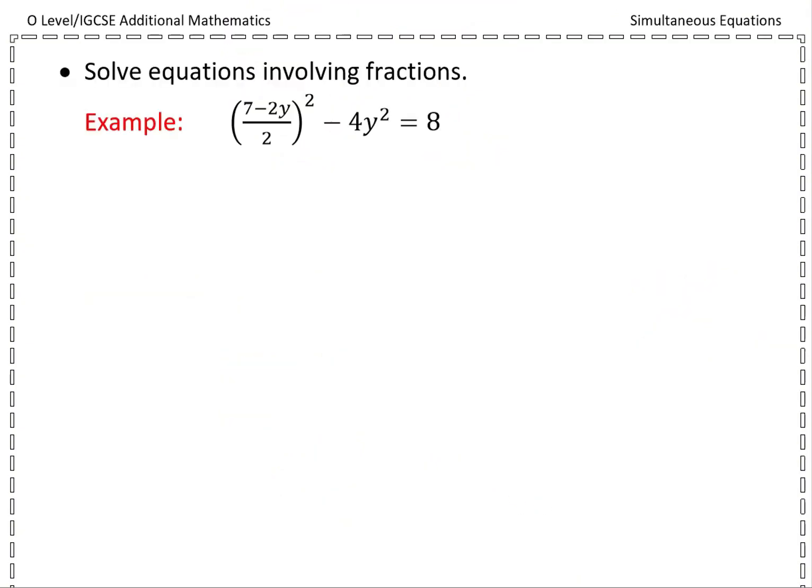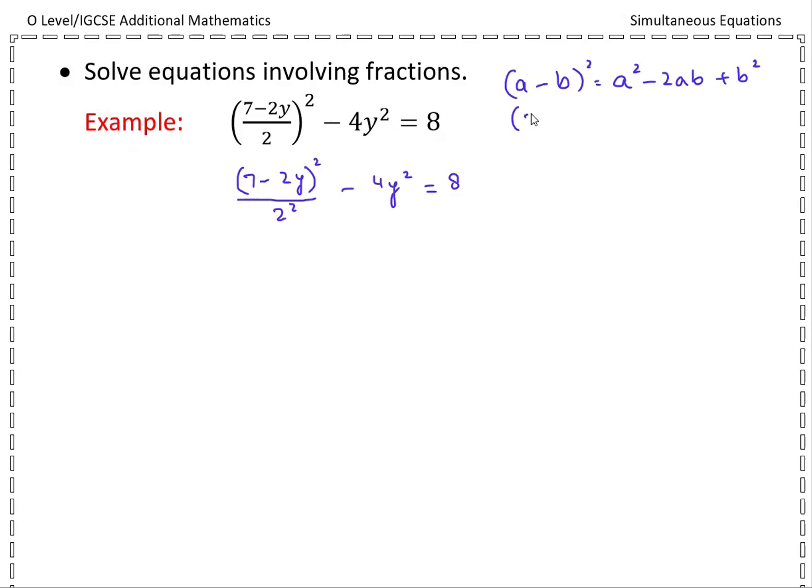Now we will do an example related to solving equations involving fractions. You can see here (7 minus 2y upon 2) whole square minus 4y square is equal to 8. So first of all, we will write square on numerator as well as on denominator. We cannot directly take the square of 7 and the square of 2y. We have to apply here the identity (a minus b) whole square is equal to a square minus 2ab plus b square.